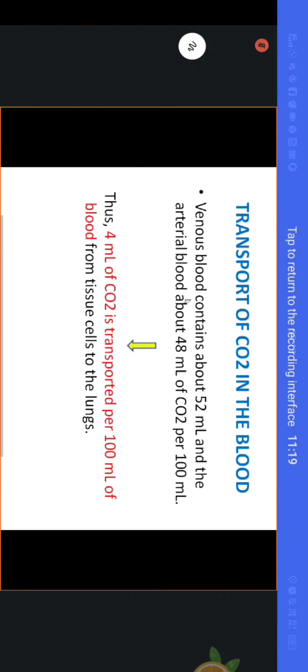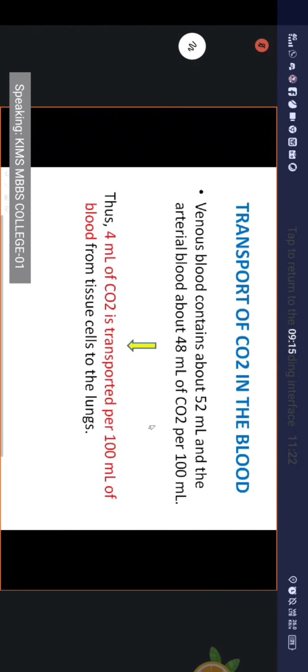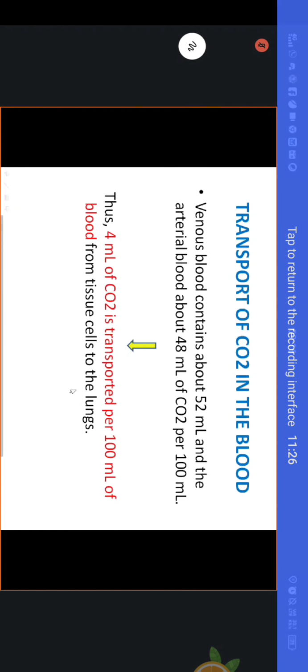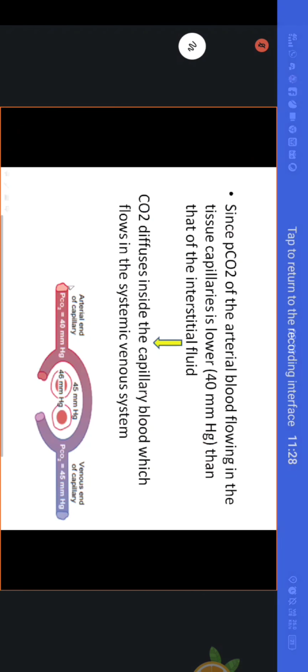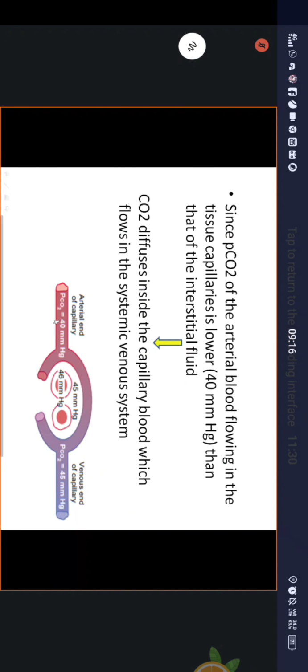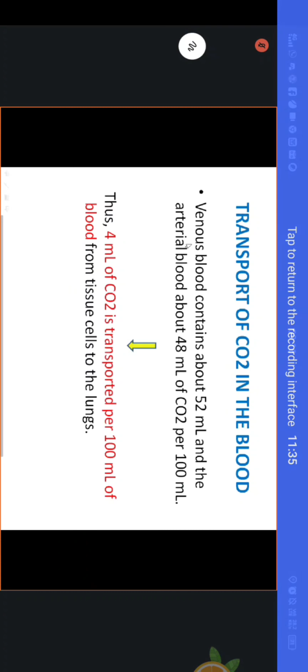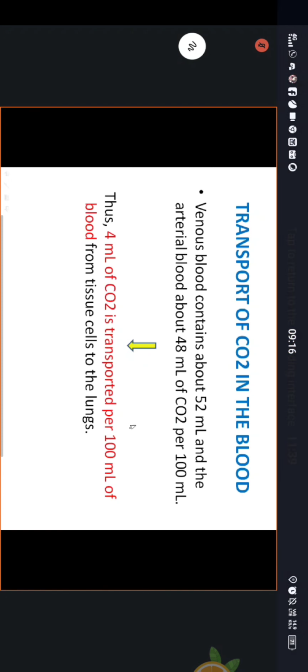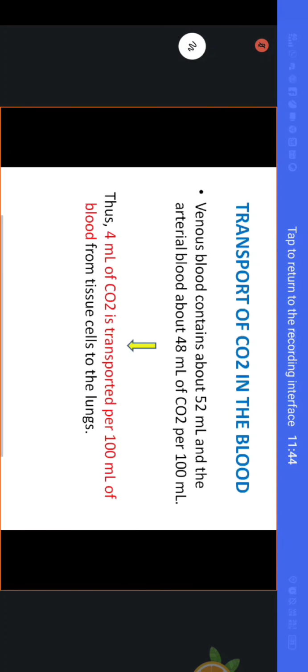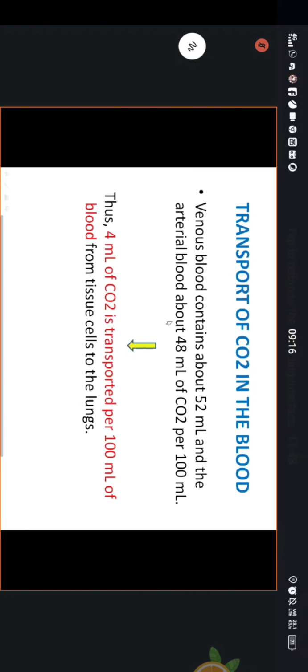How does it reach the lungs? That is transport of carbon dioxide in the blood. Here we have discussed PCO2, that is partial pressure of carbon dioxide. Here it is described in the form of volume. Venous blood contains about 52 ml. We all know venous blood carries deoxygenated blood from the tissues, so obviously it should contain more volume of carbon dioxide. Whereas arterial blood reaches the tissues carrying oxygenated blood.